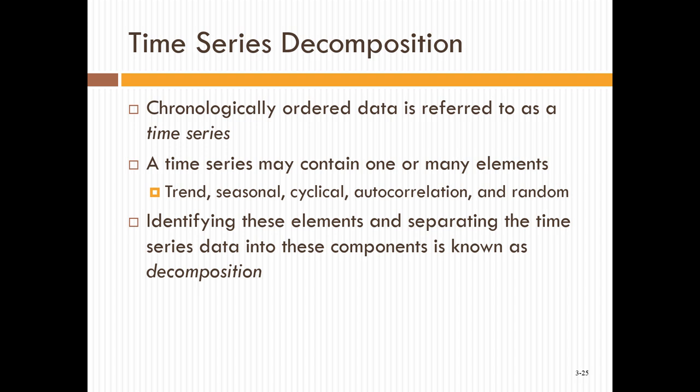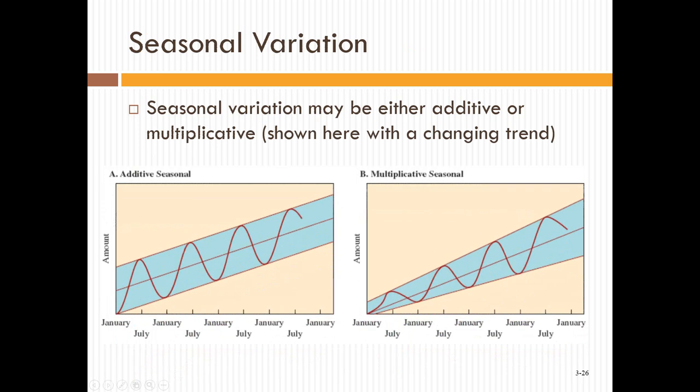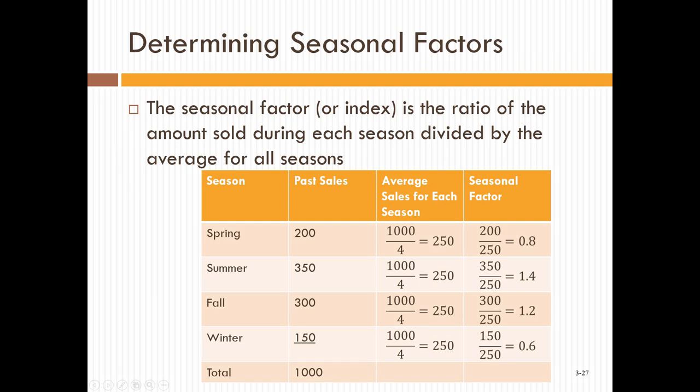A time series can contain one or many elements: trend, seasonal, cyclical, autocorrelation, and random. Identifying those elements and separating the time series data is known as decomposition. We've got seasonal variation, which can be additive or multiplicative. Additive says that over time we continue to grow our forecast. Multiplicative says we continue to grow our forecast, and by the way, our seasonal variation gets larger.